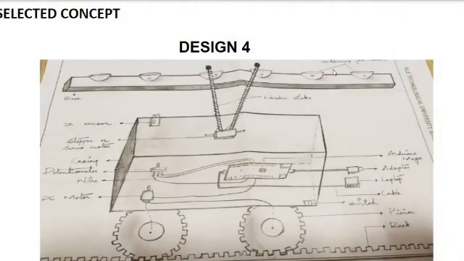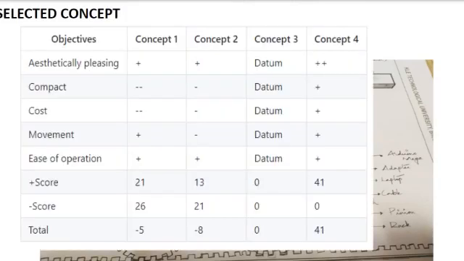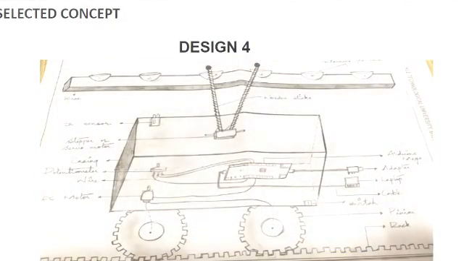Now this is our selected design, which is design 4. After drawing the PUGH chart and calculating all the risks, we found that design 4 excels in terms of aesthetic, safety, ease of operations, time, construction, cost, etc. This is why we chose design 4 for our project.